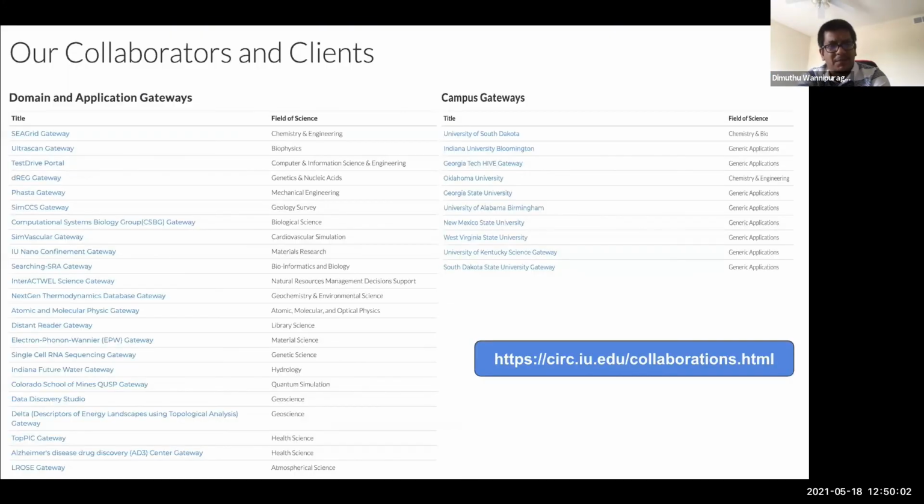So these are some of the collaborations we are working on. In the interest of time, I'm just going to skip this one. Basically, we have supported a lot of collaborations in different disciplines, and you can go to this URL and look at the other ones we are going to support.